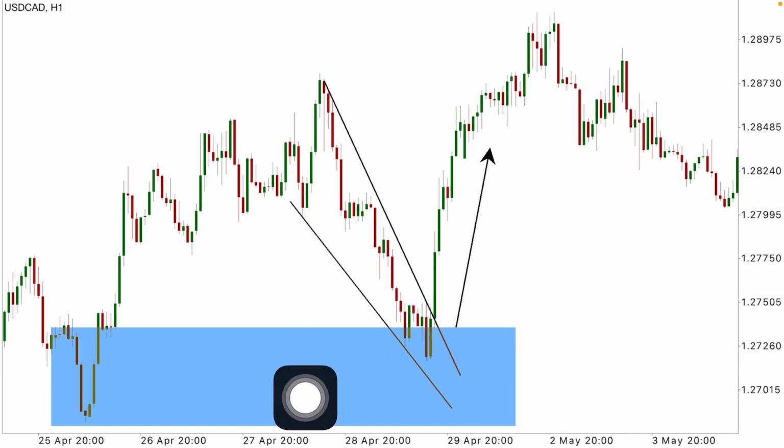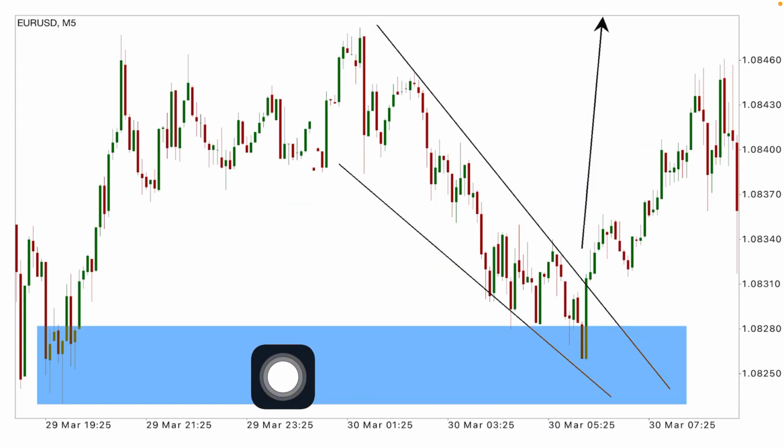Another one, price came in form of a wedge, fell in form of a falling wedge to the demand zone and bought. Another example, the market formed a falling wedge, came to the demand zone and broke structure, retested and bought. This is another example. Beautiful setup that would increase your chance of making money in this market.